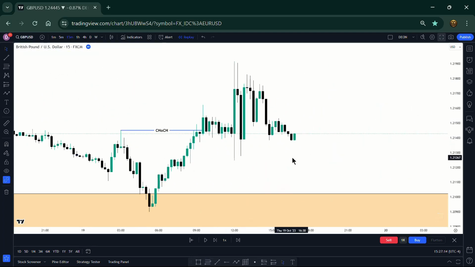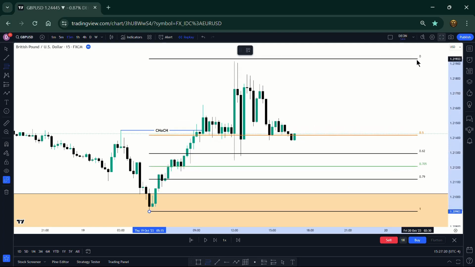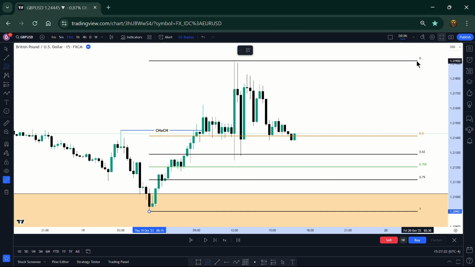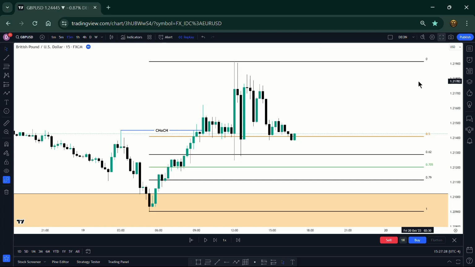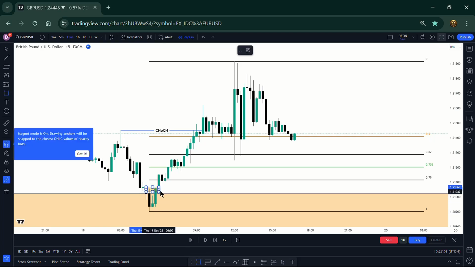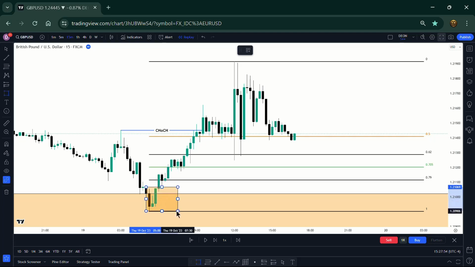Okay, so I can draw my Fibonacci from this low to that high, and then look for entry. When I'm looking for a POI, when you look at this under the equilibrium here, can you see any POI here? These are already mitigated. The only POI that I can see is this one down here. This black candle right here, that is our POI.